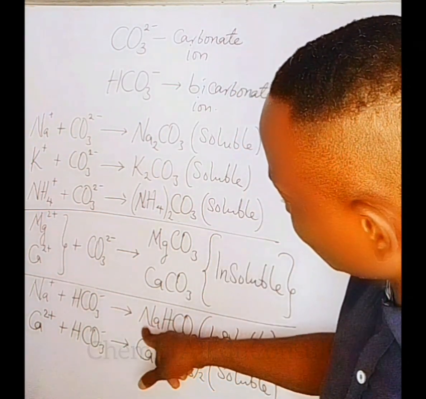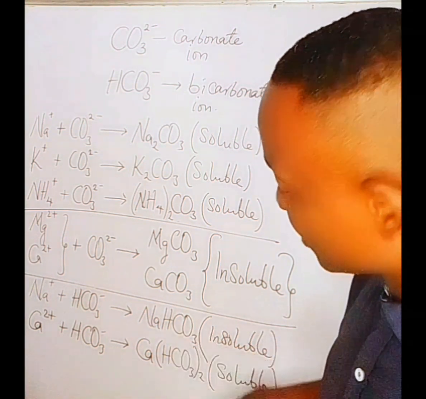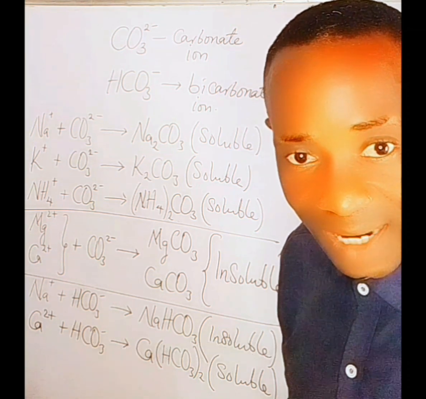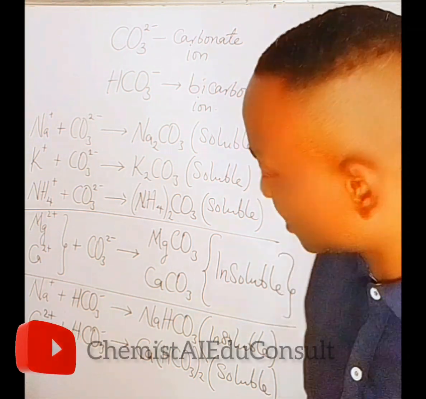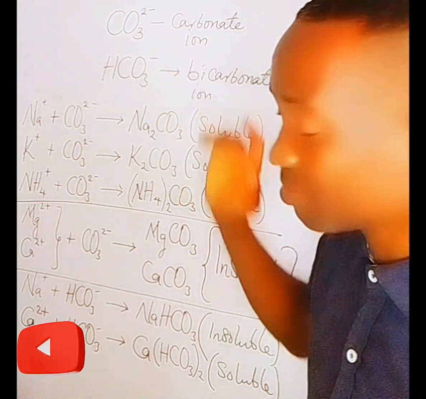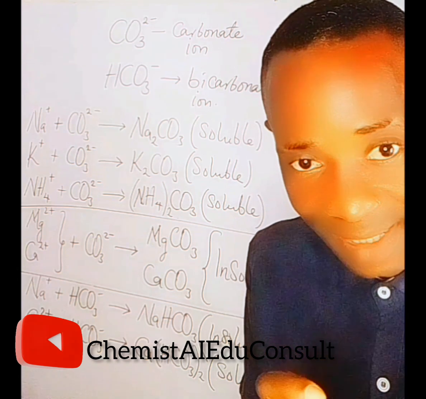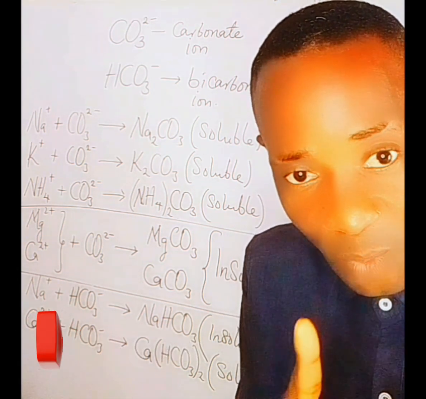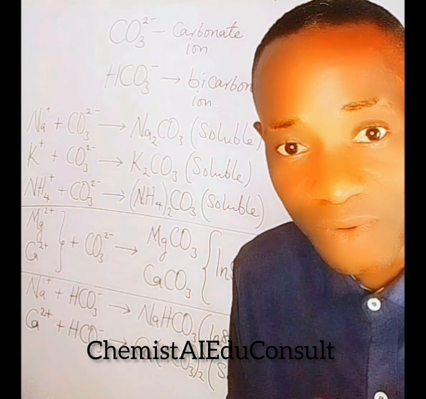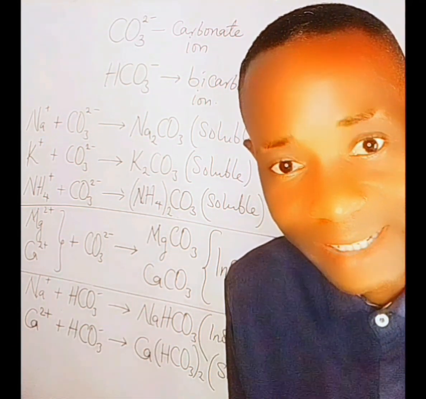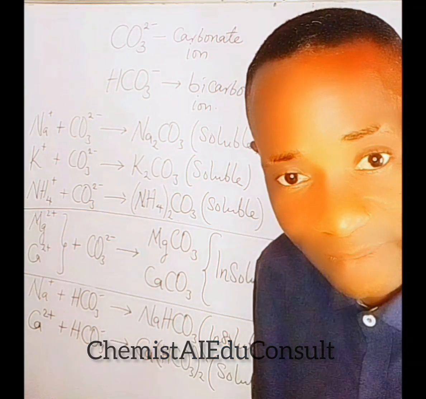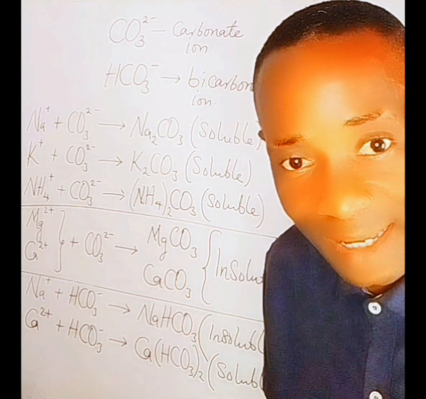Now look at this. This is sodium bicarbonate, or what is called baking powder. You will agree with me that baking powder is insoluble in water. Now look at the same sodium carbonate in washing soda. It is soluble. So group 1 element carbonates are soluble, but group 1 element bicarbonates are insoluble. The reverse is the case when it comes to group 2 elements carbonates and their bicarbonates. Group 2 elements carbonates are insoluble, while group 2 elements bicarbonates are soluble.